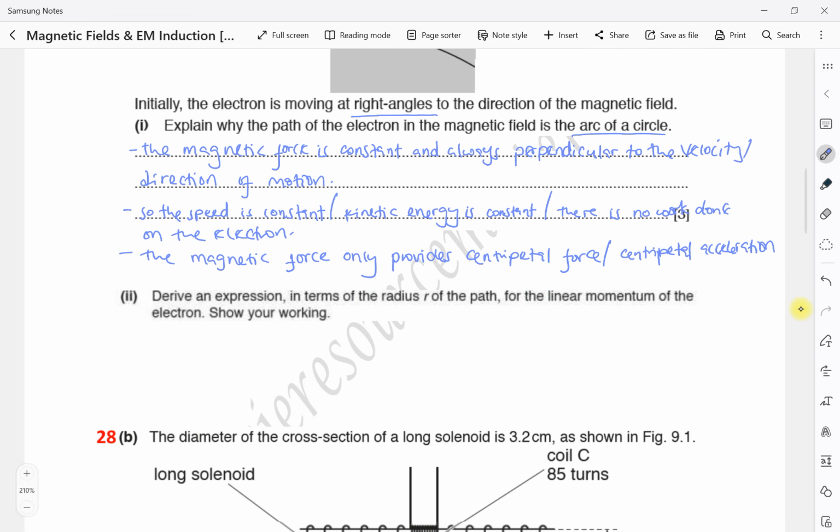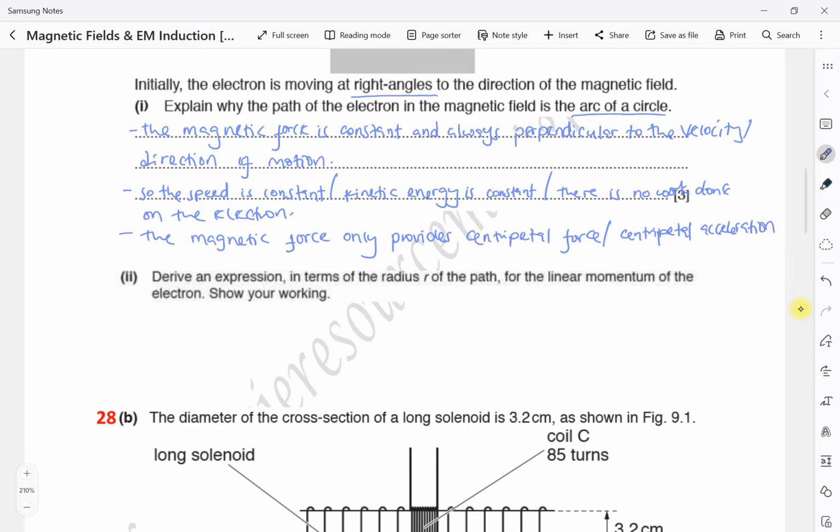Okay, derive an expression in terms of the radius r of the path for the linear momentum of the electron. Show your working. So of course we know that the magnetic force provides centripetal force. So I'll simply say magnetic force equals the centripetal force.